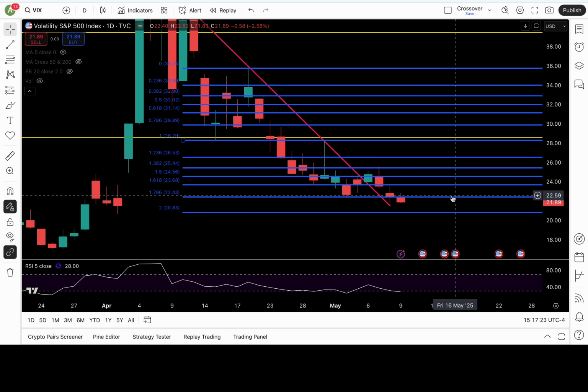VIX is still looking bearish. Lost the 22.5 fib. Well, 22, I had it at 22. Okay, so it didn't lose that one yet. Well, actually it did. It closed around 21.8, so 22 is lost. As long as it's below, 20.8 and 19 are in play. Trust no bounce unless 22, 23.6, 25, and 26.5 can be recaptured.